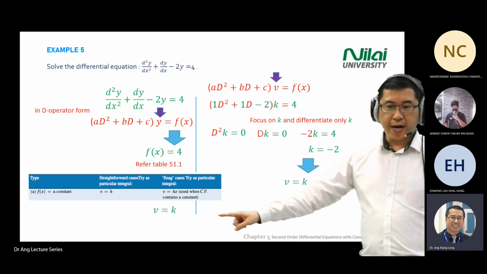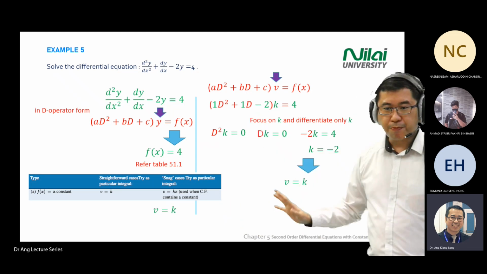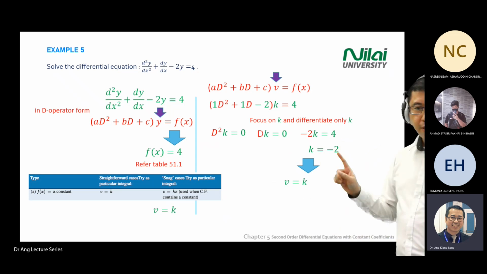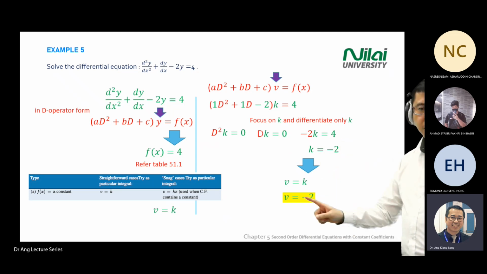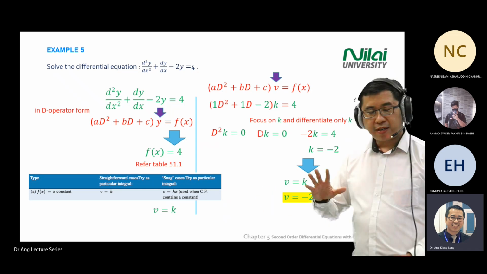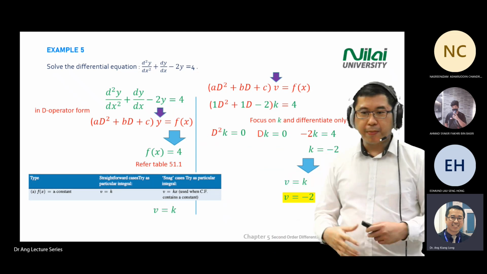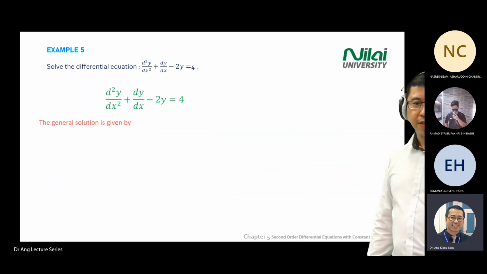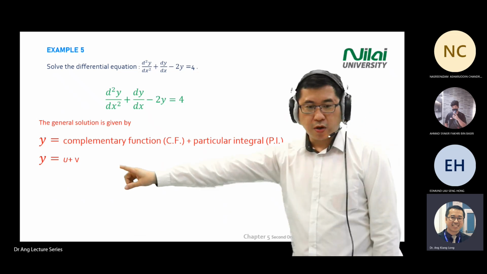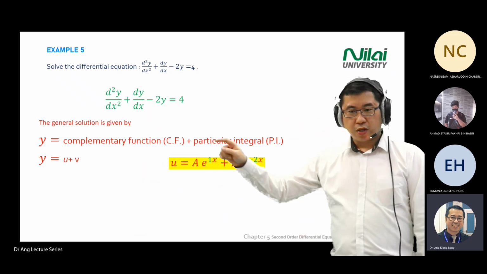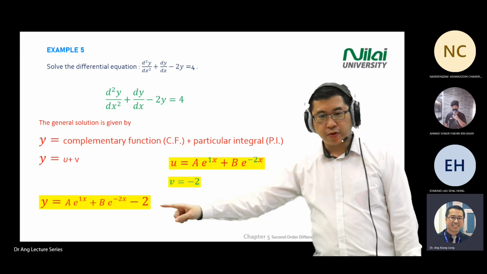So think back, what is your V? Because your objective here, this slide, this part, is to find what is your K. Put your K value inside here. V equal to minus 2. The last part, easy job. Last part is just to combine what is your U and V. Y equal to U plus V. U, you already find. V, you already find. Combine these two, you get the answer.